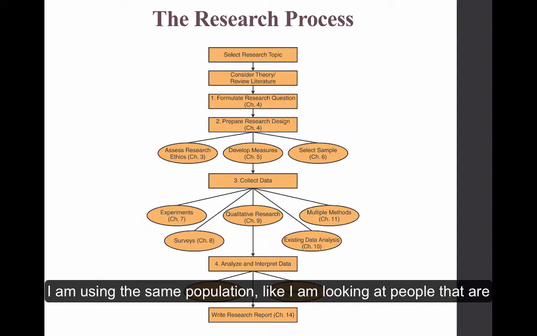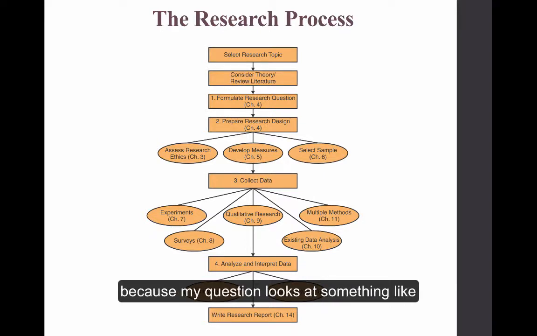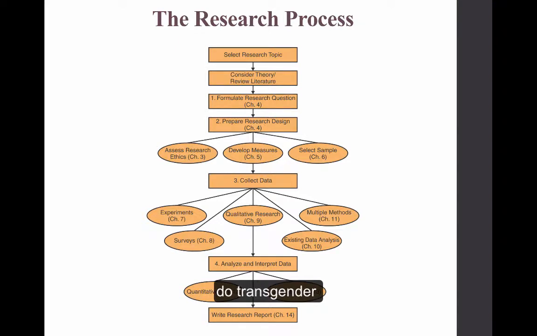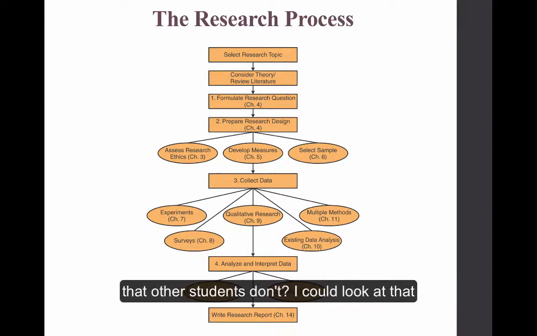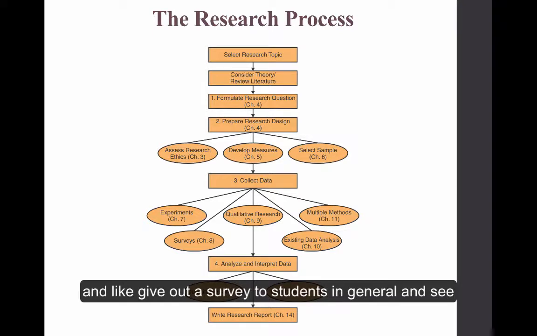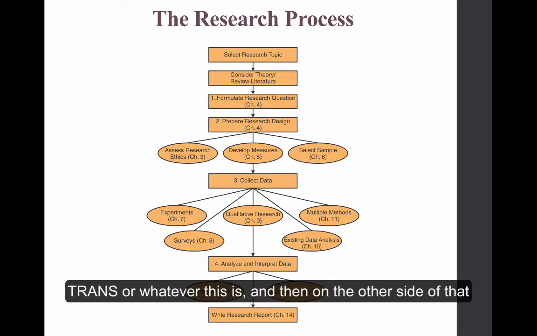So let's say I'm using the same population, like I'm looking at people that are transgender, right? Let's say I want to do a quantitative design because my question looks at something like, do transgender students have certain issues that they face that other students don't, right? I could look at that from a quantitative position of a survey and give out a survey to students in general and see whether or not demographically there are differences, right, between students who identify as cis or students who identify as trans or whatever this is.